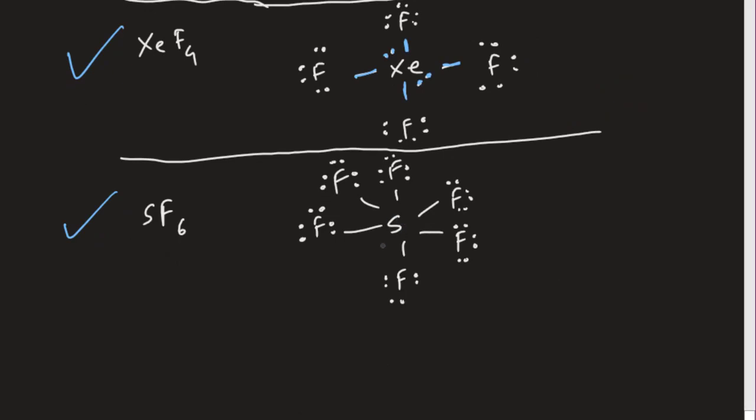So for the sulfur, we have got 6 valence electrons in sulfur, and all 6 valence electrons are used to make 6 bonds with fluorine. And this is how the Lewis dot structure looks for the SF6.